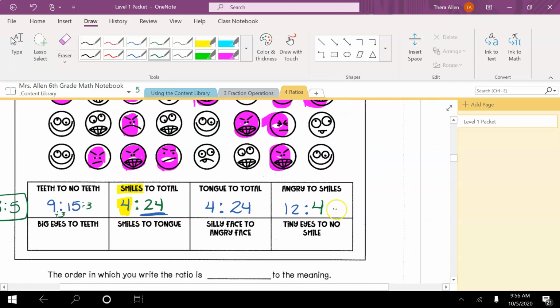Now let's go ahead and do one practice. If I wanted to simplify this ratio, I need to know what factor is in common between 12 and 4. Well, 12 and 4 have a common factor of 4. 12 divided by 4 gives me 3, and 4 divided by 4 gives me 1. So our simplified ratio is 3 to 1.